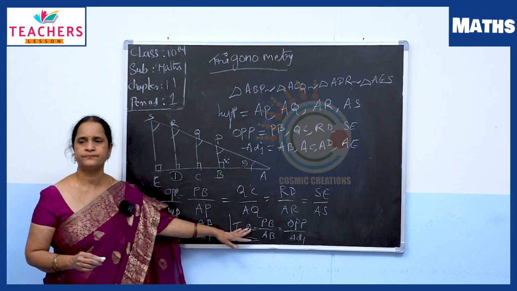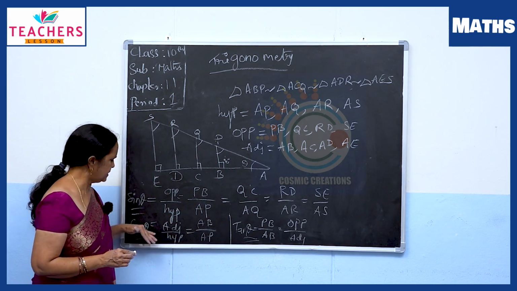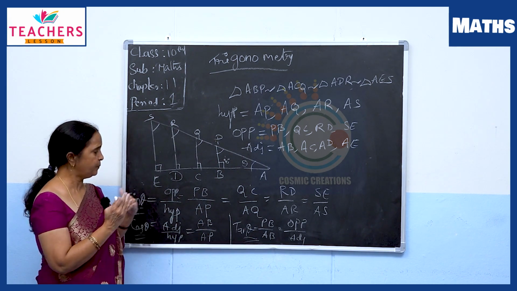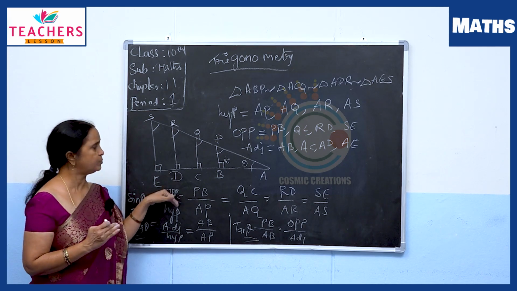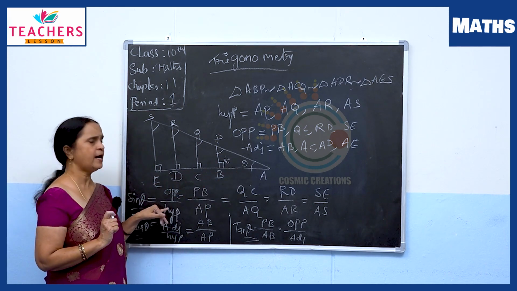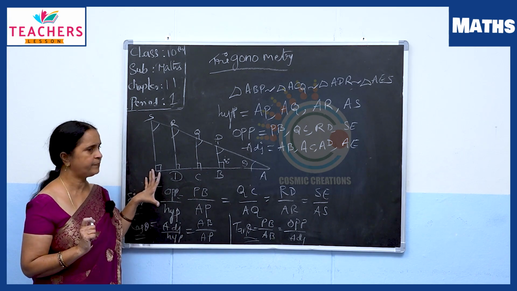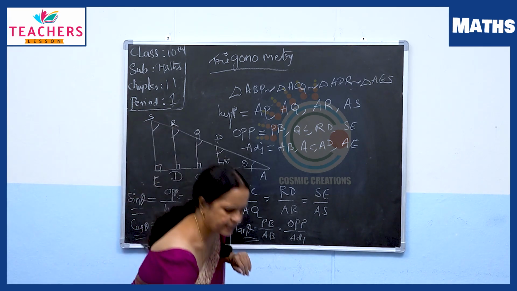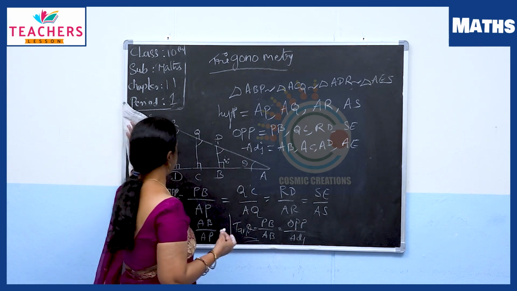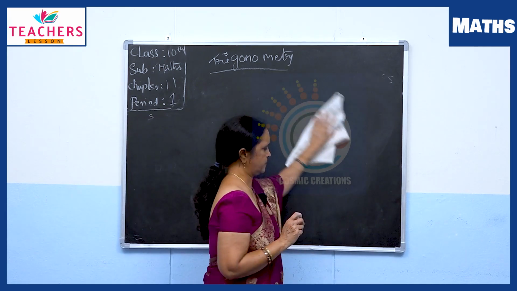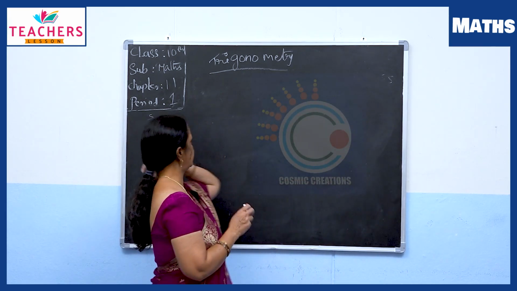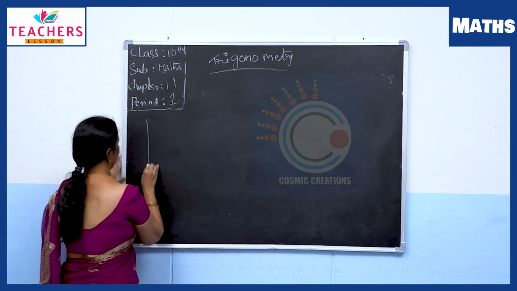Have you got it? Sin theta means the ratio between the side opposite to theta and the hypotenuse. I will write clearly, I am going to erase. Only one triangle is given, it's better to understand.